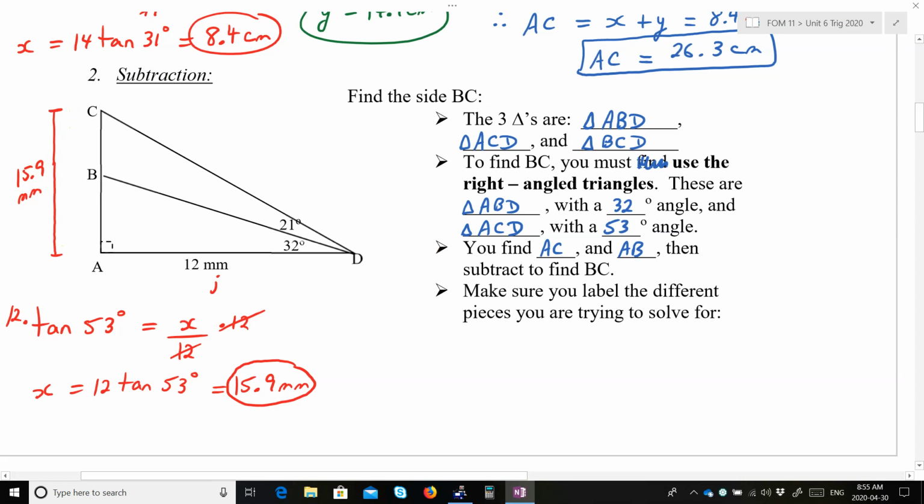Okay. Now we need to figure out this side right here, which I will call Y. So we're going to use the little 90-degree triangle. We're going to use the 32-degree angle. Across from the angle is the opposite. Across from the 90 is the hypotenuse. So this side must be adjacent.